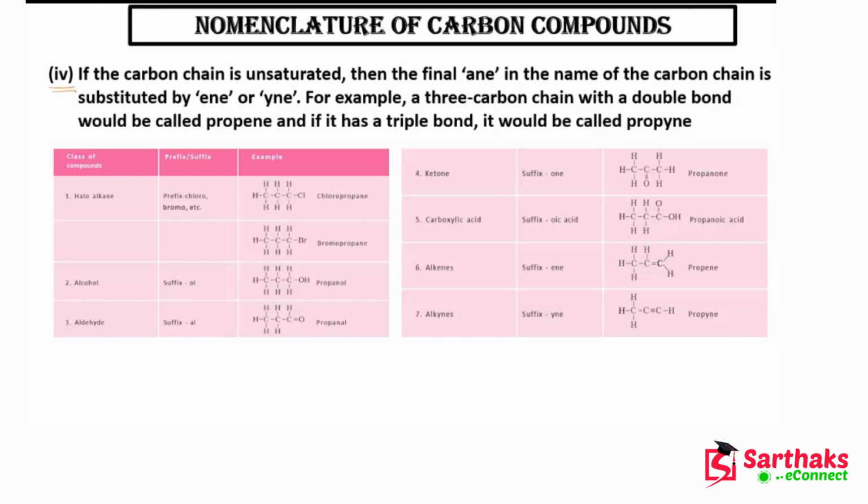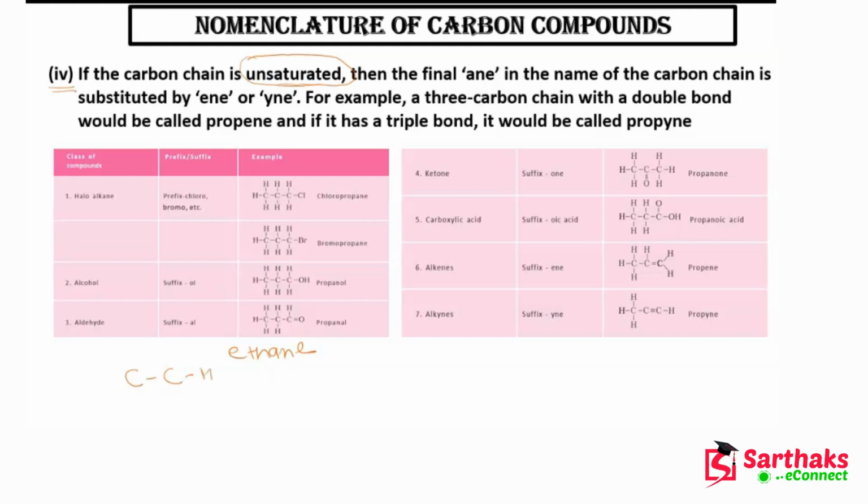If the carbon chain is unsaturated, then the final "-ane" in the name of the carbon chain is substituted by "-ene" or "-yne". So basically here we need to know the meaning of an unsaturated carbon chain. Otherwise, if we don't understand the meaning of this, then how will we be able to give names to carbon compounds? Let's suppose I'm taking the example of ethane.